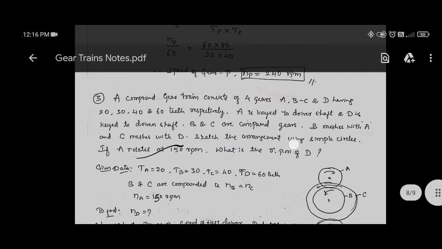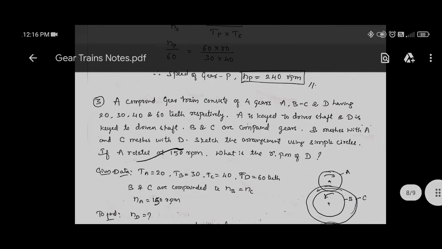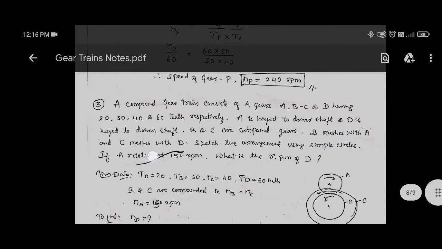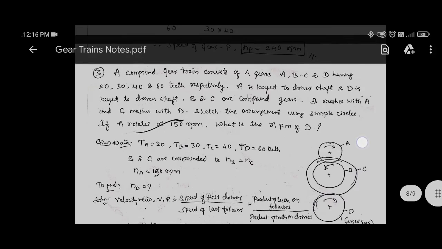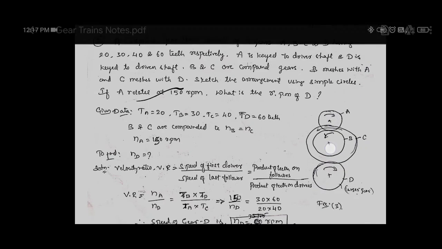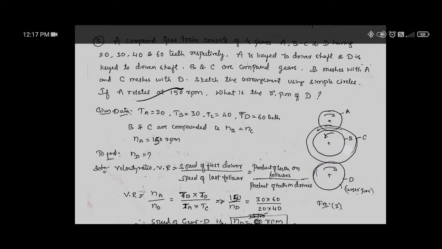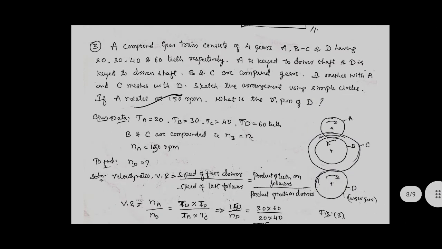B and C are the compound gears. B meshes with A and C meshes with D. So this is the formation. You can see A and B mesh in here and C meshes with D. So this is the formation you have to write in here for the compound gear.